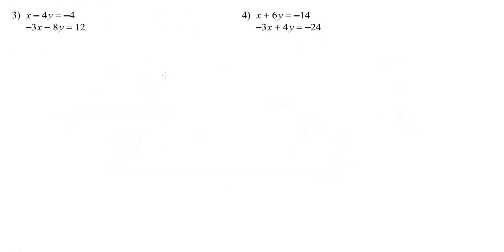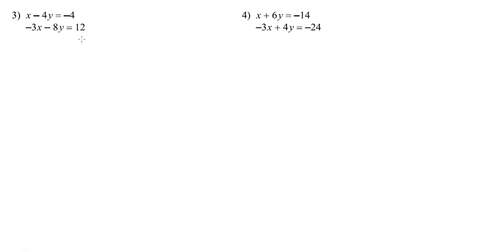Now the first two examples were easy examples because both of them had one equation that said y equals. And those are easy to do because you don't have to do as much work. But if we look here, number 3, we see that neither one of these equations says y equals. This first equation says x minus 4y equals negative 4. And the second equation says negative 3x minus 8y equals 12.